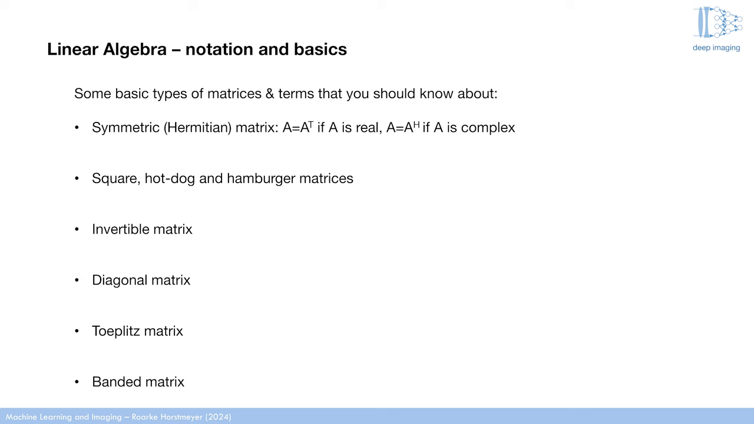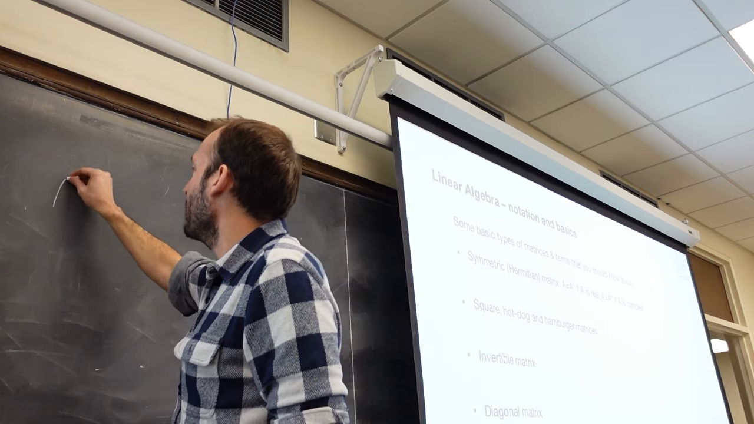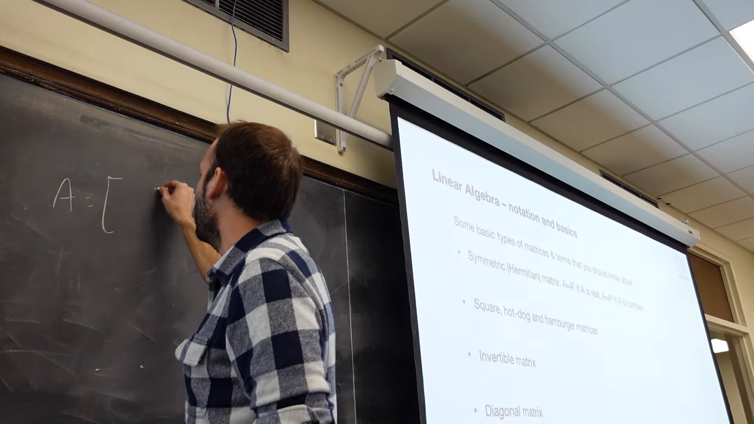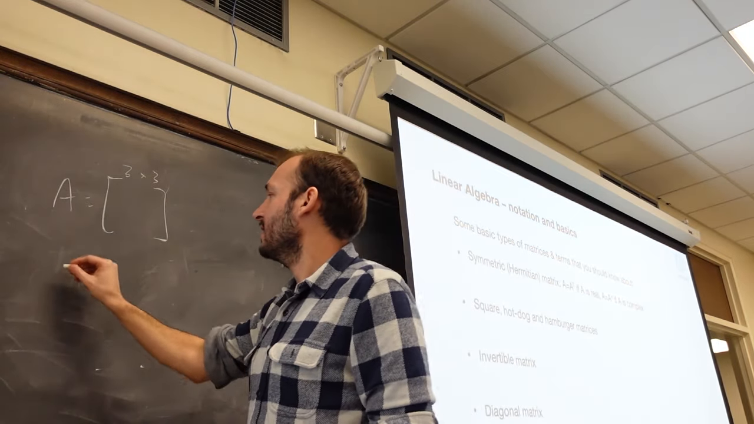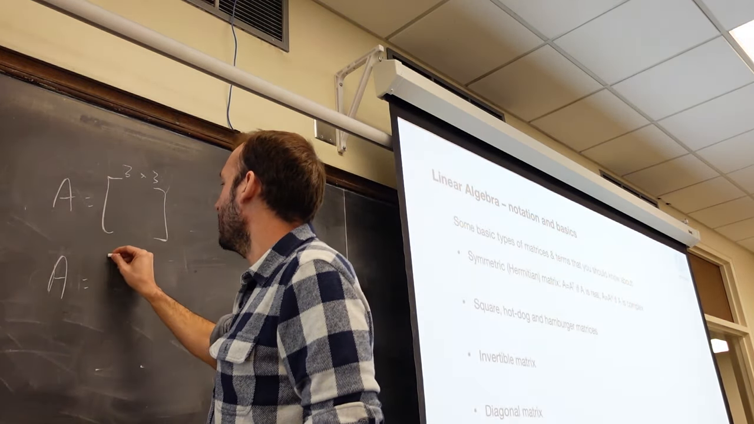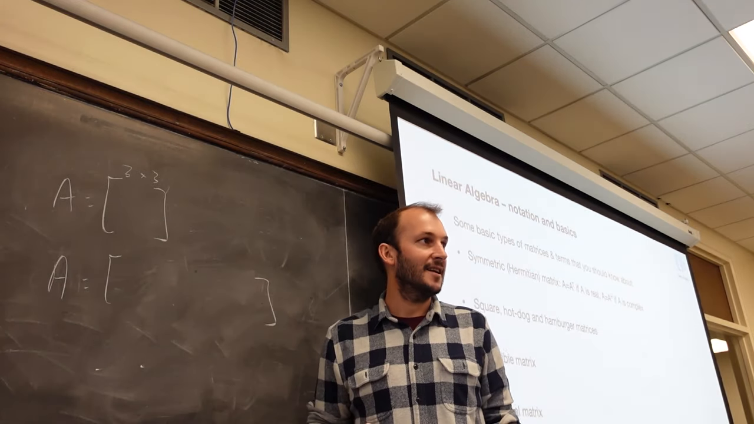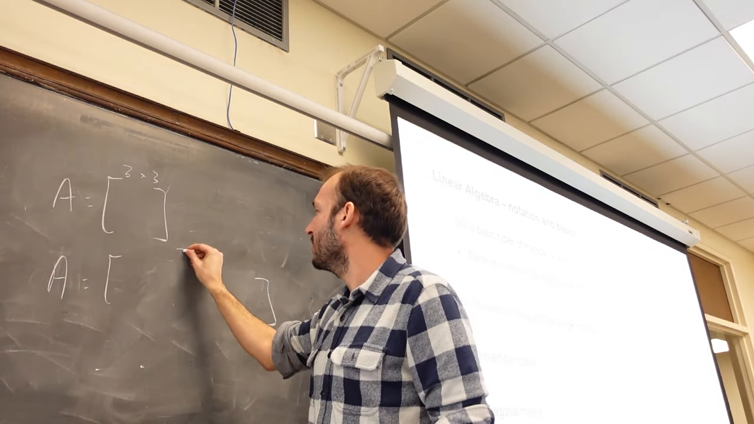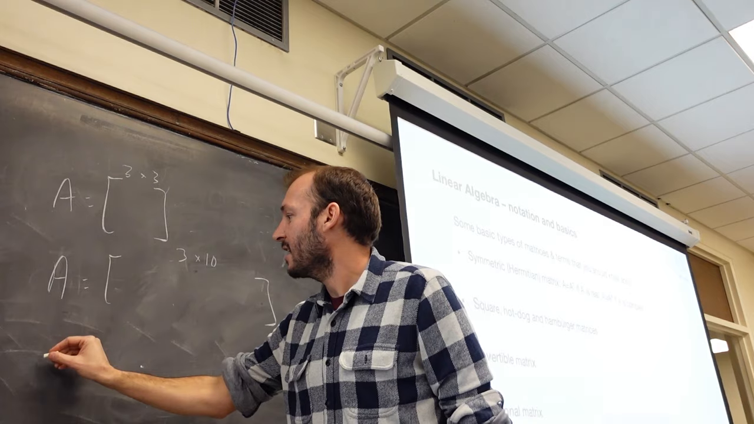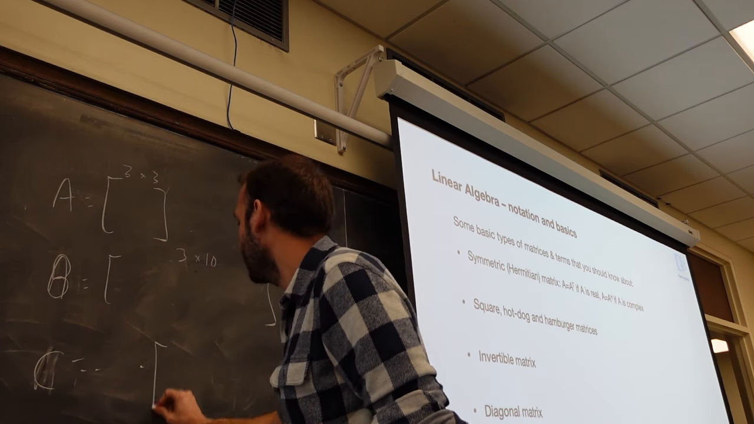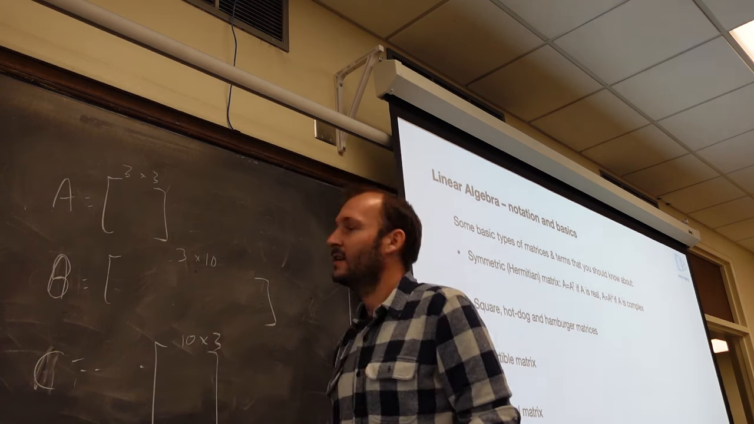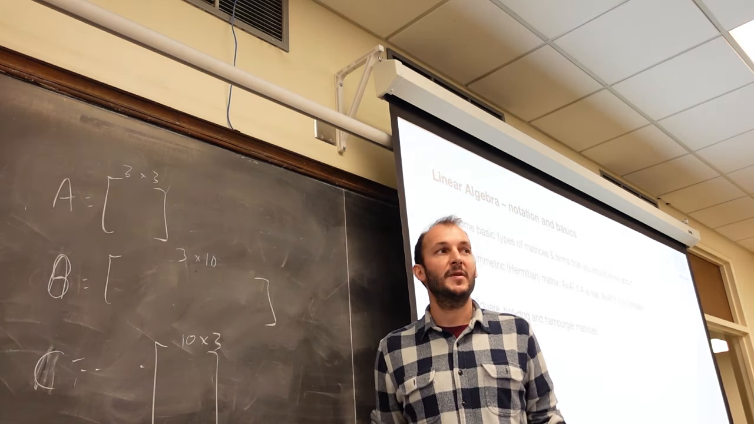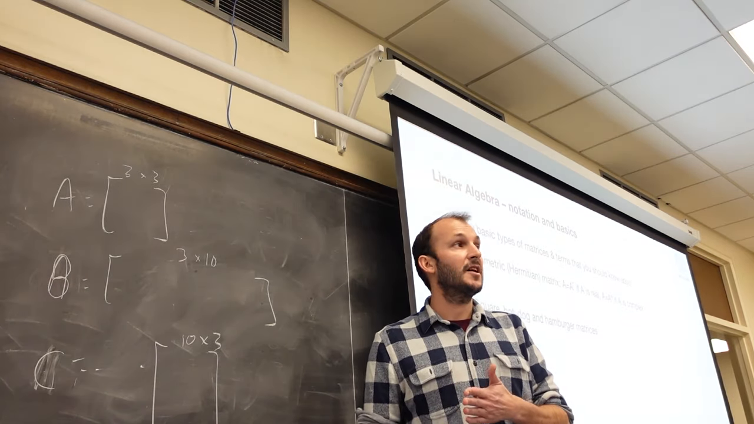Okay, and then I use the terms square, hot dog, and hamburger matrices a lot. A square matrix is like the 3x3 matrix that I showed. It's square. A hot dog matrix is, not surprisingly, long and thin, so that's like 3 rows by 10 columns. And then a hamburger matrix is going to be tall, so 10 rows by 3. As you'll see, we're going to be dealing with matrices in our discussions of optimization.